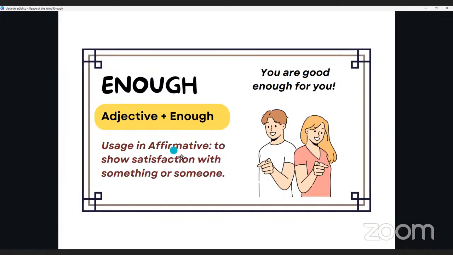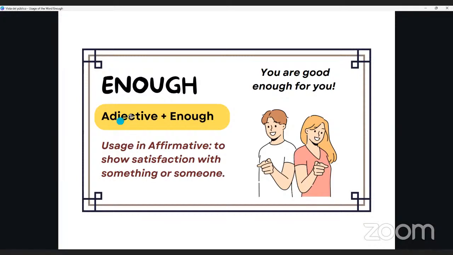So, when we're using it in affirmative, most of the time, we show satisfaction with something or someone. We say that, for example, you are smart enough. Ustedes tienen una gran inteligencia. Son suficientemente inteligentes. You're pretty, very smart. You are, I don't know, fast enough. Son muy, muy rápidos. Son muy, muy rápidas. Son lo suficientemente rápidas.